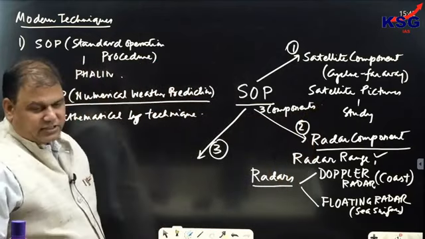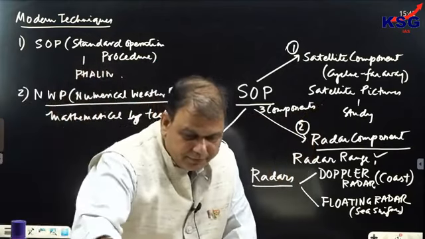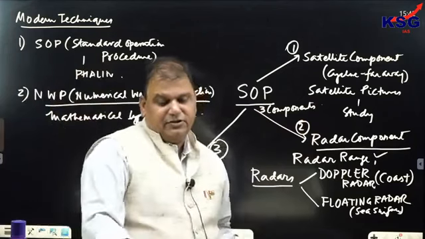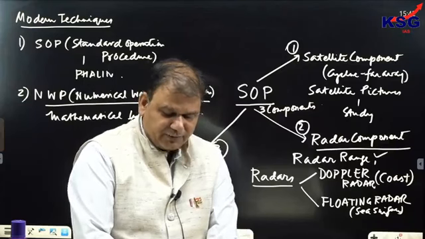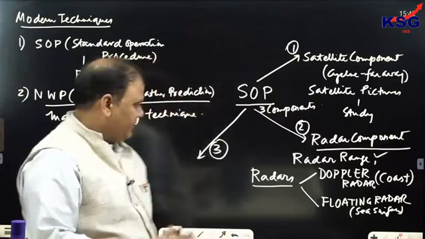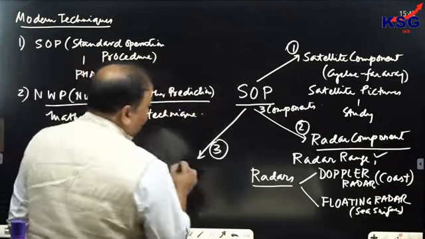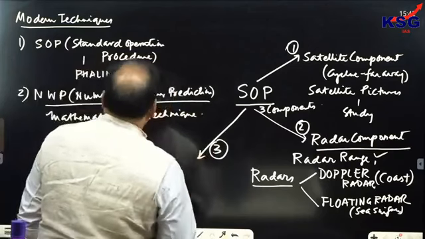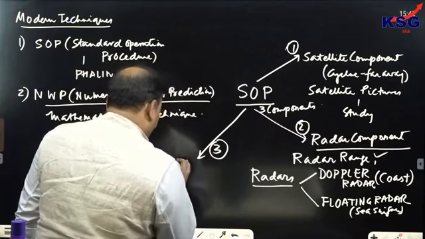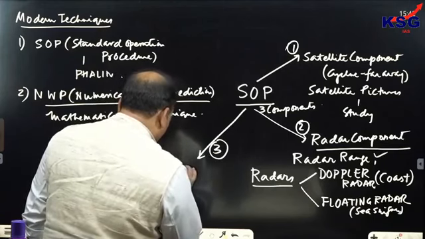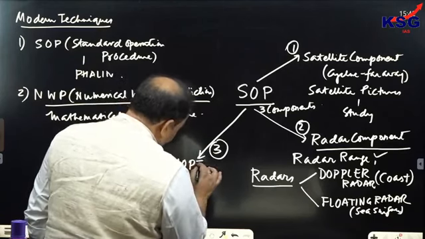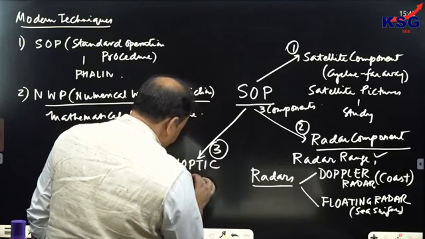When the cyclone is within the radar range, we are using the radar component. But when this cyclone is about to strike the coastal areas, then we are using a third component, and this third component is called the synoptic component.